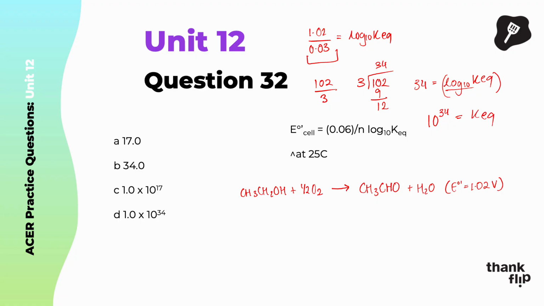The way that you can double check this is by going log 10 of 10 to the power of 34 is equal to what? It's equal to 34. Okay, and so there you go. And then obviously, if you take the log of this side, you're just going to get log 10 KEQ, which is the same thing as you have here. So that means KEQ is 10 to the power of 34. And so the answer is D.